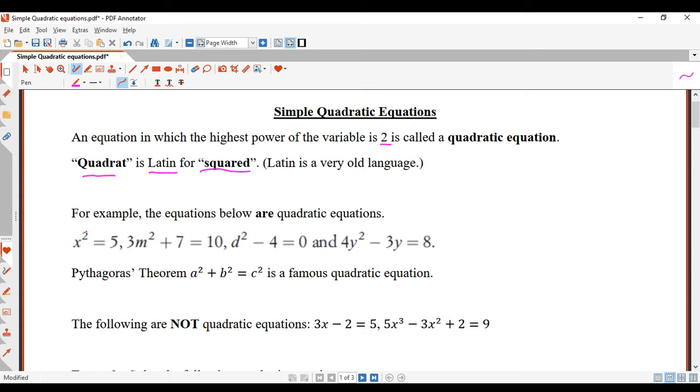So if you have a look at these examples down here, this is a quadratic equation because we have the highest power of x is 2. This is also a quadratic equation because the highest power of x is 2. And all of these are also quadratic equations because the highest power of the pronumeral is 2. Now, you have seen quadratic equations before because we've done Pythagoras' theorem. You can see there the highest power of the pronumerals is 2 there.